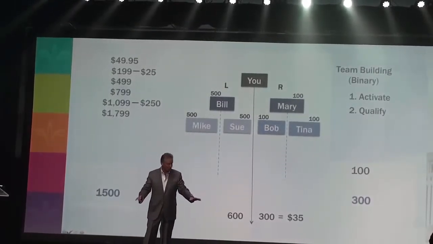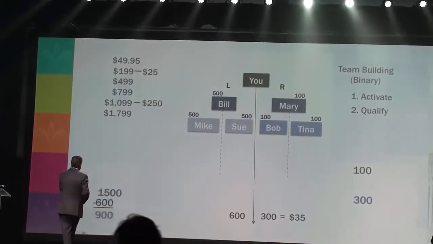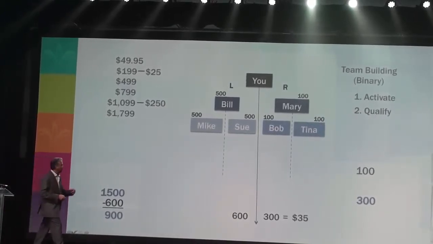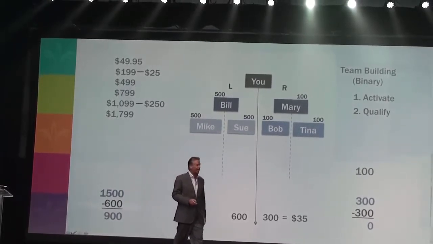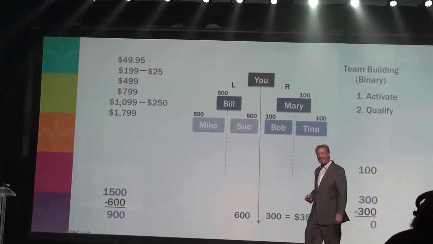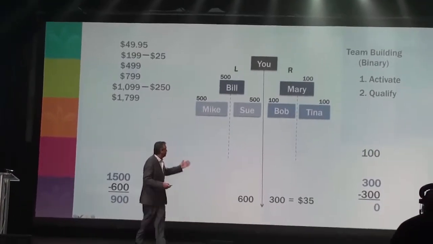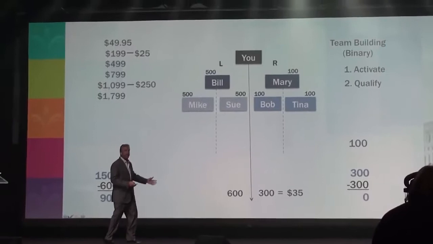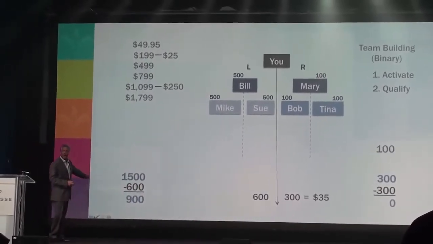The computer says stop. We have to pay you. And it runs a little calculation. The computer subtracts 600 points from your left team total, leaving 900 to cycle you. Subtracts 300 points from your right team total, leaving 0. Boom, you just made $35. Can I hear an amen on that? Right? You made $35. Now, you will notice that when your right team generates another 300 points, you get another $35. Why? Because you have 900 left over here, right?